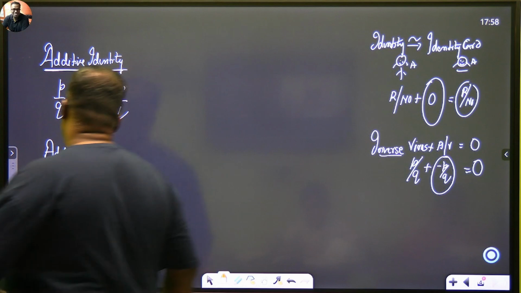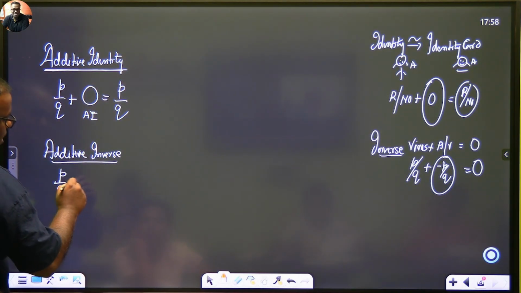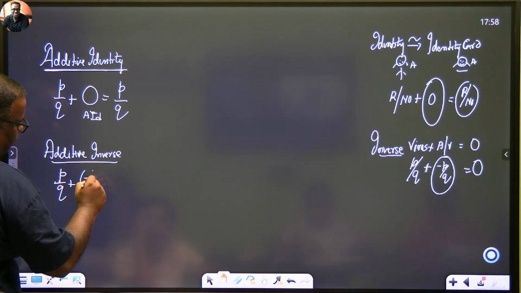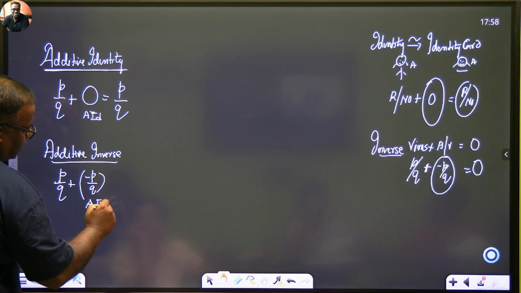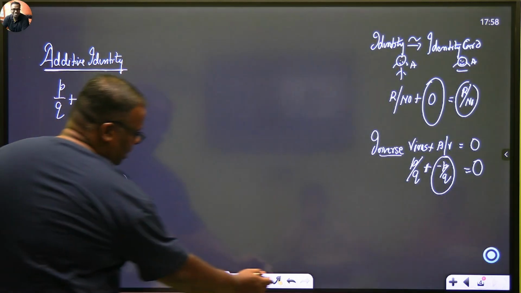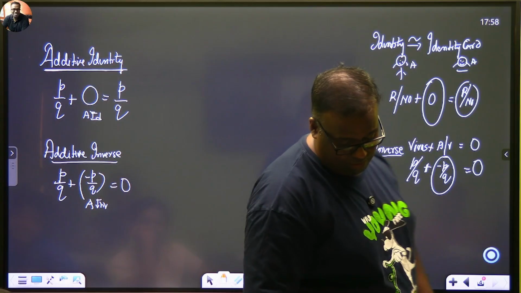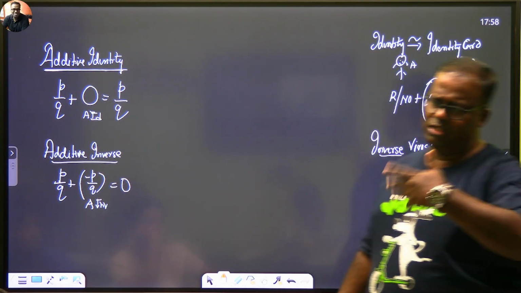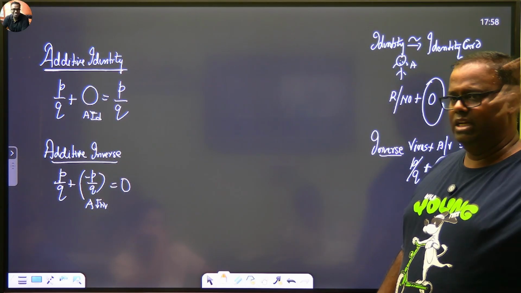So given a rational number p by q, there exists an additive inverse called negative p by q, such that their addition results in a मोतीचूर का लड्डू. वेरी गुड, एकदम मेरे जैसे बन रहे हो अभी. मोतीचूर का लड्डू. And subtraction I am not teaching, we will deal with it as it comes. Subtraction is nothing but addition, just that you have to take care of the integer part.